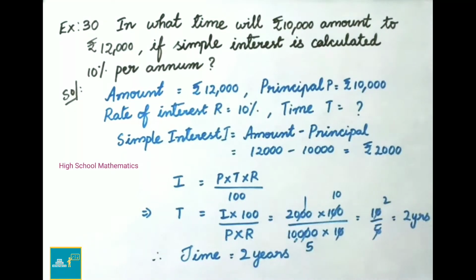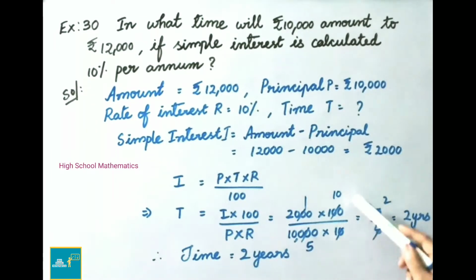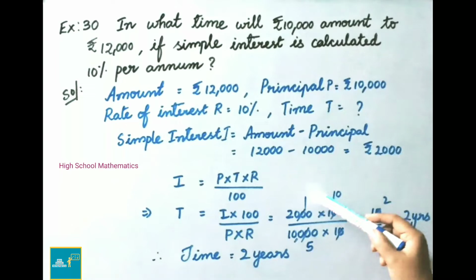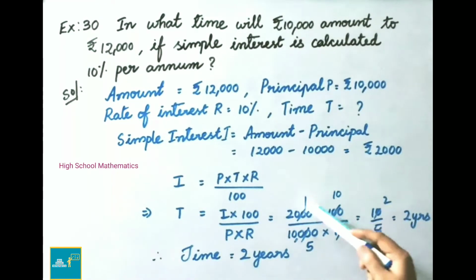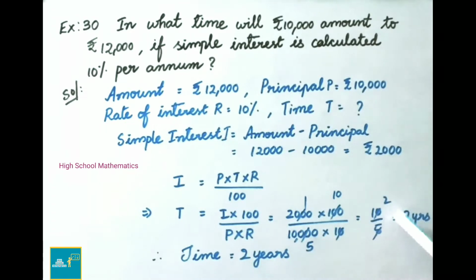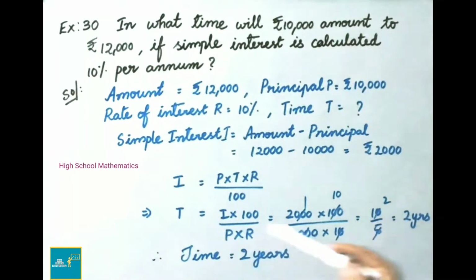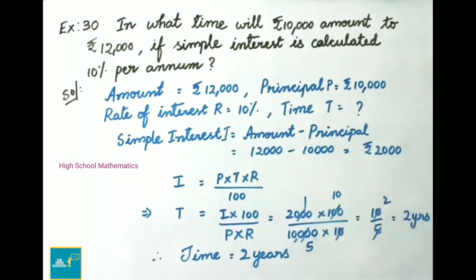That equals simple interest, we got 2,000 rupees into 100 by principal amount 10,000 into rate of interest 10. See now calculation, 10 ones are 10, 10 tens are 100. 2,000 ones are 2,000, 2,000 fives are 10,000. That equals multiply numerator 1 into 10, 10, denominator is 5. See now 5 table, 5 ones are 5, 5 twos are 10. Therefore time period is 2 years.